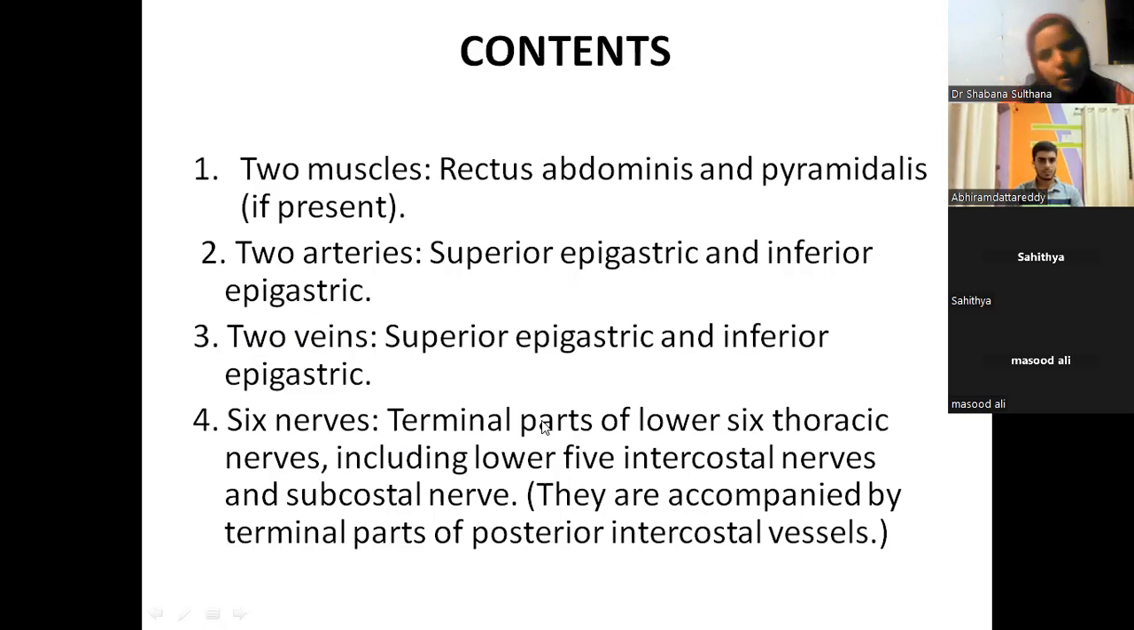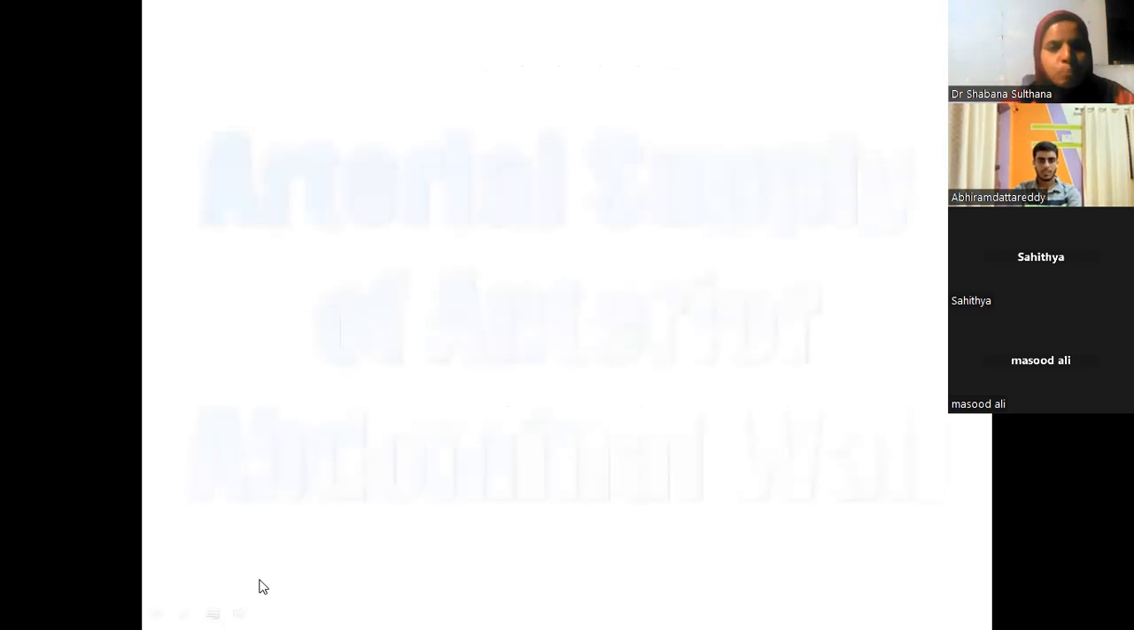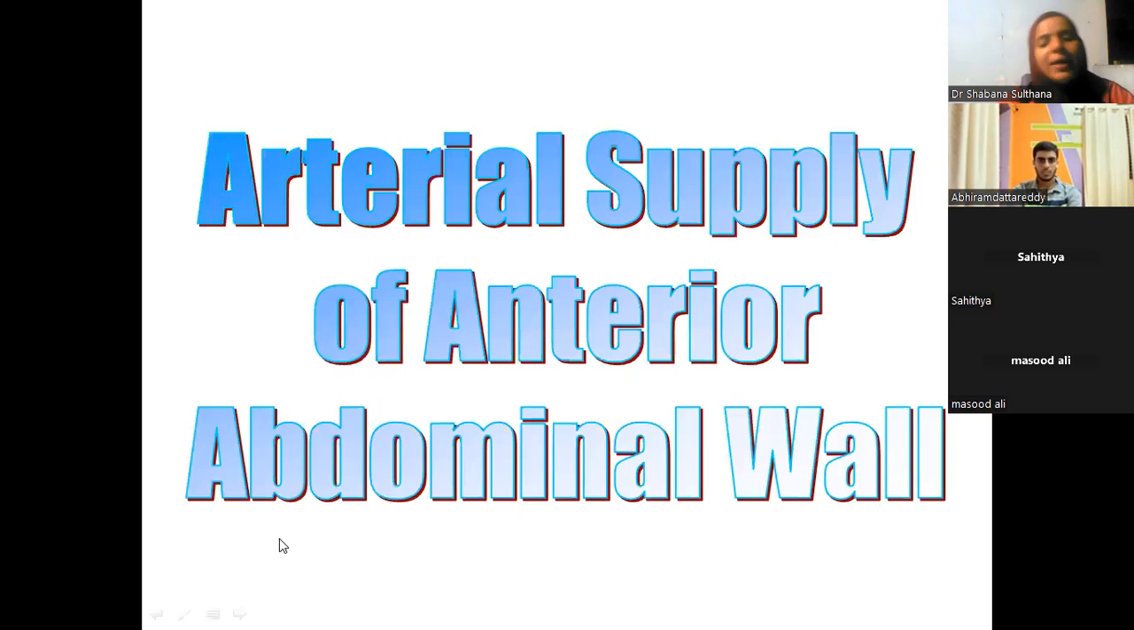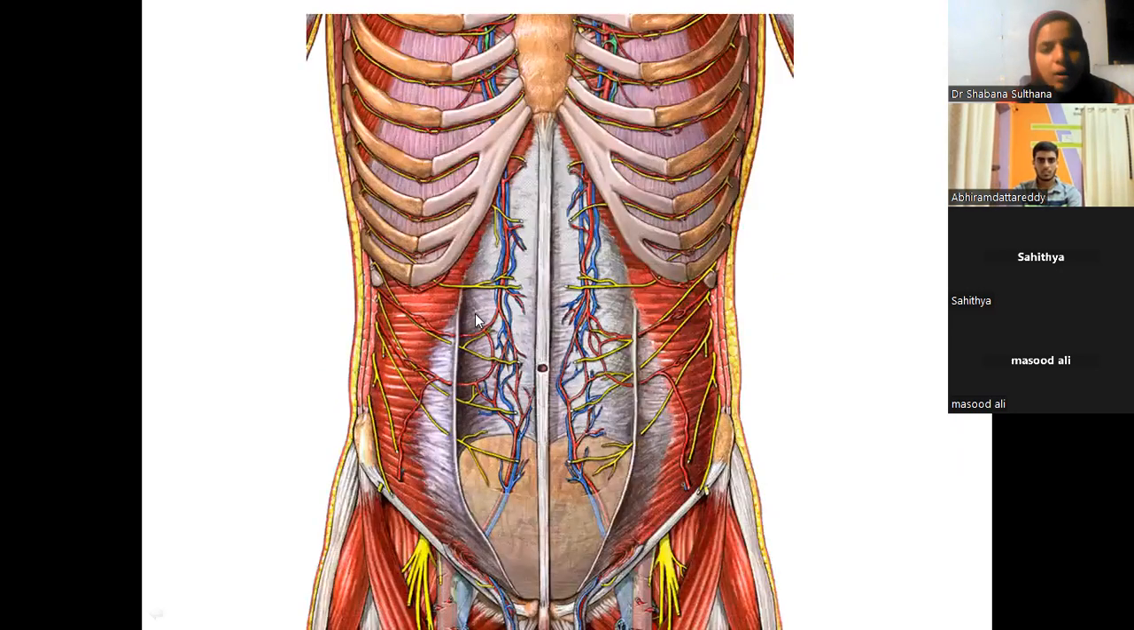Same veins. T7 to T12 nerves. Yes, T12. That is the lower 6 thoracic nerves. So now let us talk about the blood supply of the anterior abdominal wall.